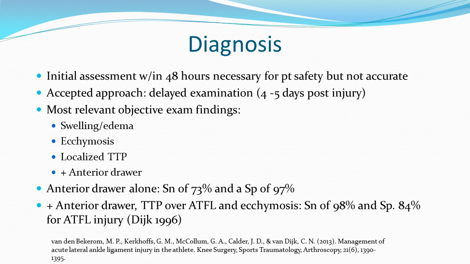The most relevant objective exam findings you're going to consider here are swelling and edema, ecchymosis, localized tenderness to palpation, and a positive anterior drawer. If you just look at the anterior drawer alone, you get a sensitivity that's not very good, maybe 73%, and a specificity of about 97%. However, if you add tenderness to palpation over the ATFL and exhibition of ecchymosis to a positive anterior drawer test, your sensitivity jumps up to 98%, you get a specificity of 84%, and overall it's a very good and effective means of assessment.